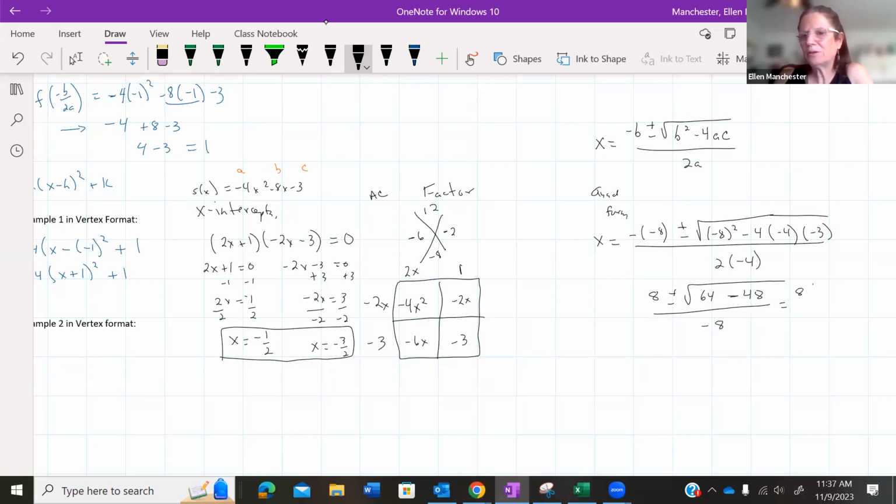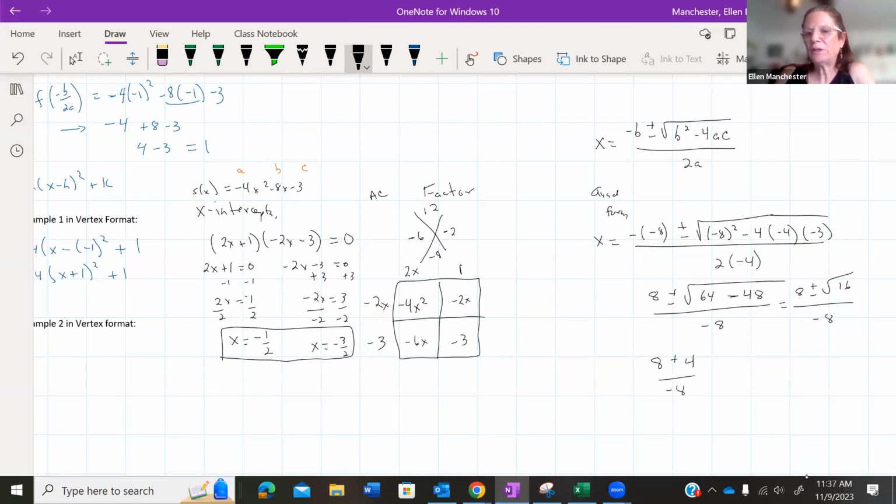So I just keep going. I just keep breaking it down. So 64 minus 48 is 16 over -8. And so now I have 2 answers. Square root of 16 is 4.